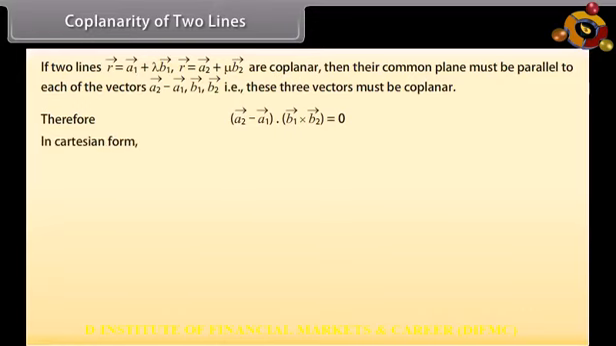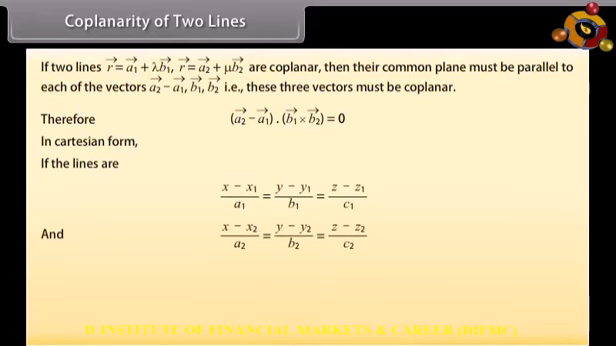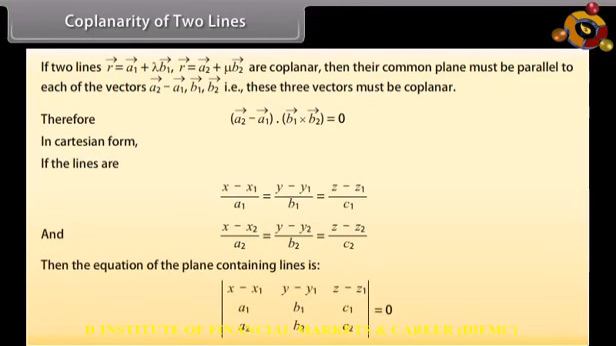In Cartesian form, if the lines are x minus x1 by a1 equals y minus y1 by b1 equals z minus z1 by c1, and x minus x2 by a2 equals y minus y2 by b2 equals z minus z2 by c2, then the equation of the plane containing the lines is determinant row-wise. First row, x minus x1, y minus y1, z minus z1. Second row, a1, b1, c1. Third row, a2, b2, c2 equals 0.